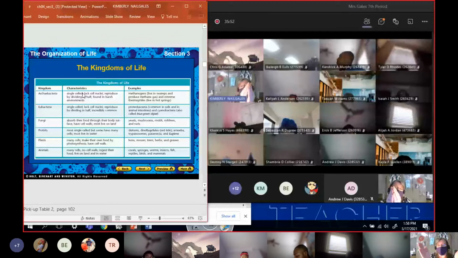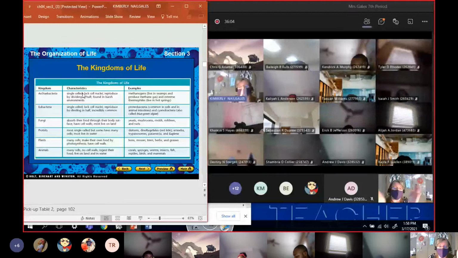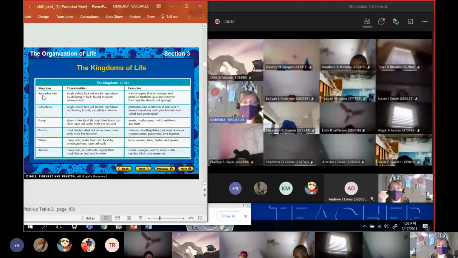Bacteria just split itself in half, makes a copy of the DNA and splits. So that's called reproducing by fission. That's what we mean by dividing in half. And the Archaebacteria here is also found in harsh environments. These are our extremophiles.